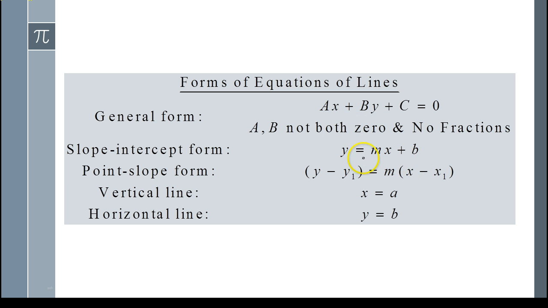Slope-intercept should be y equals mx plus b. That should be really familiar from Algebra 1. Point-slope form is my favorite form. If you take AP Calc next year, it is the most common form that we're going to use, and it's going to be y minus a y coordinate is equal to the slope times x minus the x coordinate of a given point. If you have a vertical line, it's going to be x equals whatever the x coordinate is, and if you have a horizontal line, it's always going to be y equals whatever the y coordinate is. So let's go ahead and find some equations of lines.